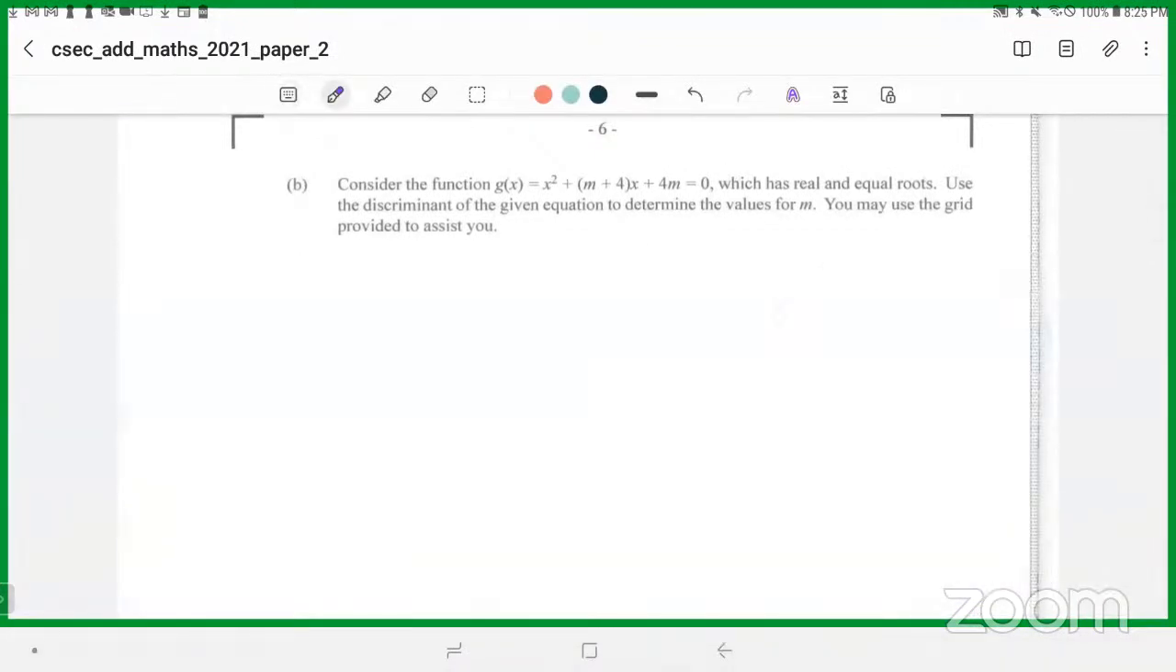It says a function, and let's say they put it equals 0, which has real and equal roots. It means that the b squared minus 4ac is equal to 0. So this part of it, the equation part of it, has roots. What about the function part? The equation part of it, they said real and equal roots, so b squared minus 4ac is equal to 0. It says use the discriminant. See here, it's telling us to use the discriminant of the given equation to determine the value of m.